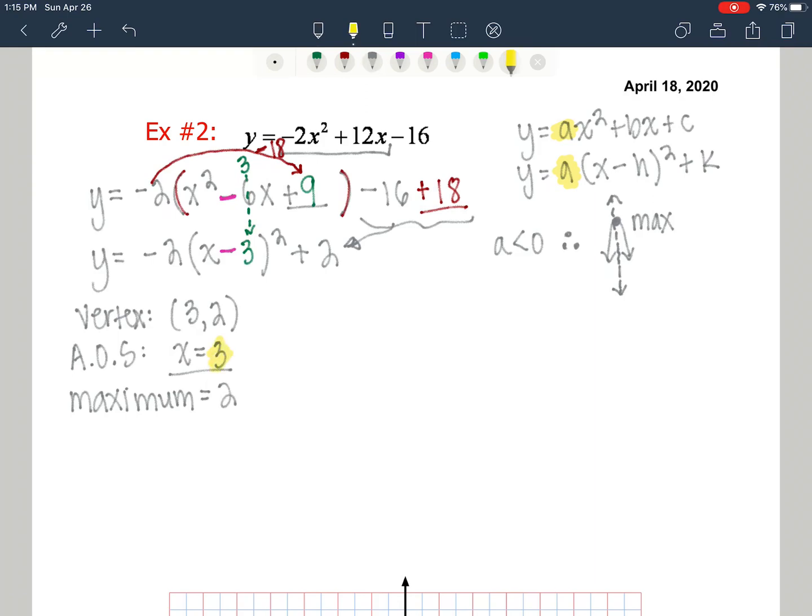This is no coincidence that the axis of symmetry comes from the x coordinate of the vertex, and the maximum and minimum, either one, whether you have a maximum or minimum, that's always going to come from the y coordinate of the vertex. So we have a maximum equal to 2. The input for that maximum is 3.